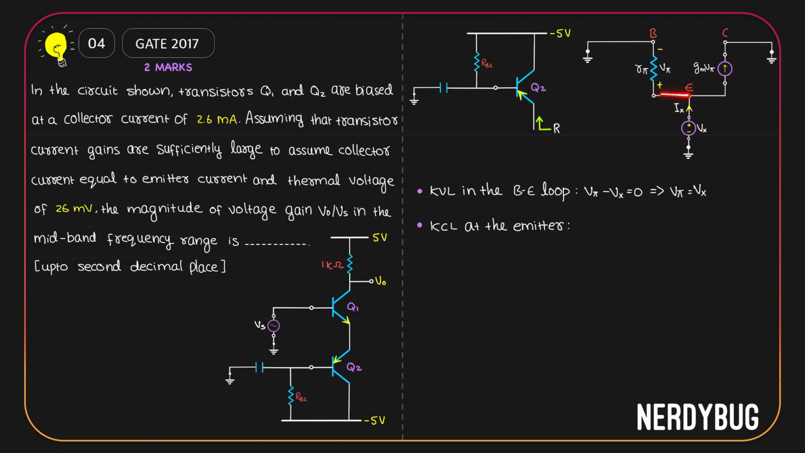There will be another current flowing through Rpi in this direction, because Vpi has positive potential here and negative here. The current will be Vpi by Rpi. Two currents are going out of the node, one is coming into the node. So we can write Vpi by Rpi minus Ix plus GmVpi is equal to 0. These two are positive because they are going out of the node. This is negative because it is coming into the node.